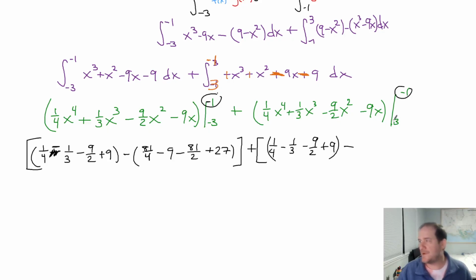Now this time over here, we're plugging in a positive 3. So it won't be exactly the same as what we had here, but it should just be off by just a couple of signs. So a positive 3 here gives 81/4. And a positive 3 here gives positive 9. And a positive 3 here gives us minus 81/2.